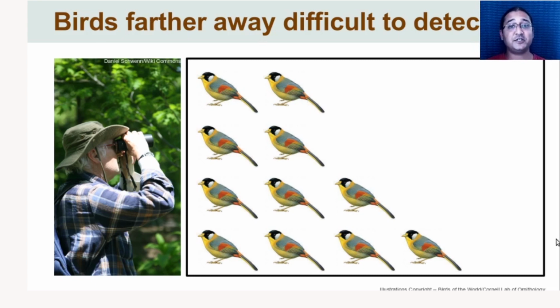So there is a relationship between the distance of the bird from the observer and the probability that the bird is detected, and that is a negative relationship. In this context, let's look at distance sampling, and let's start off with line transect sampling.